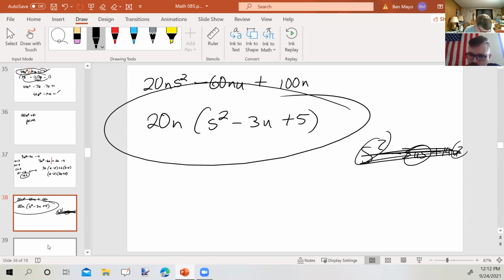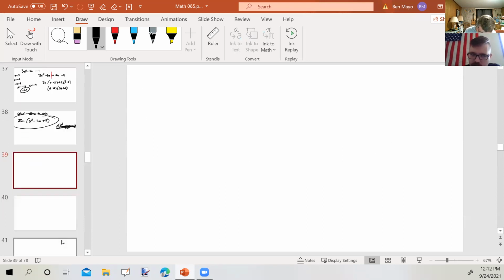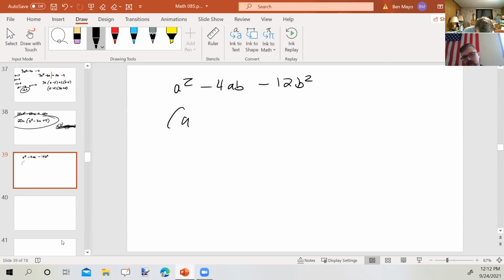All right, how about this one? A squared minus 4ab minus 12b squared. This is a trinomial. Is it a perfect square? Well, a squared is a square, but 12b squared is not, and it doesn't have a positive sign in front of it. So it's not a perfect square. But the leading coefficient is a 1. So I'm going to split it up that way. Oh, and I'm going to split the b's up at the end, right?